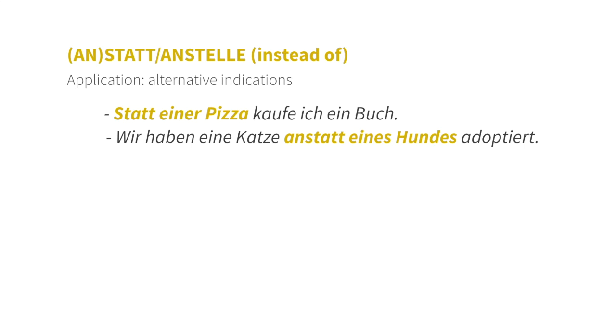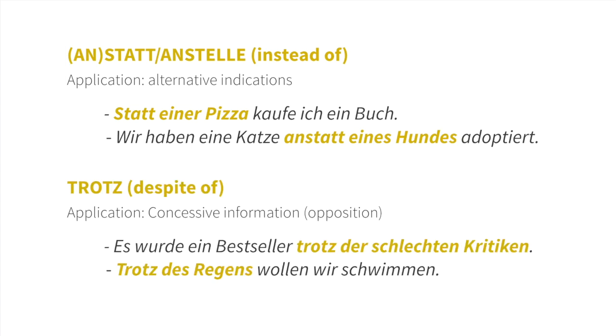Or, wir haben eine Katze anstatt eines Hundes adoptiert. We adopted a cat instead of a dog. And here we have Hund, one syllable, es at the end. Second one is trotz, despite of. We apply it for concessive information as an opposition actually.